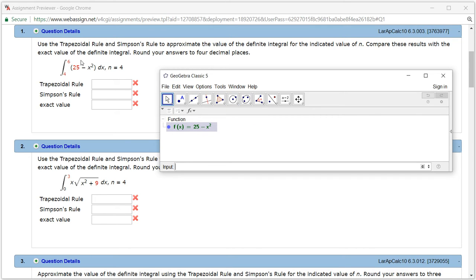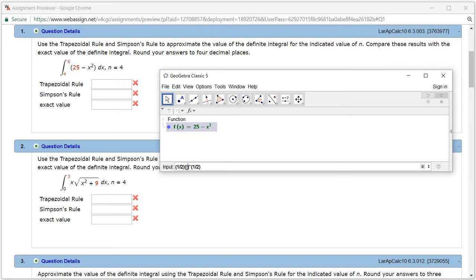Then we need to find delta x first. We have 4 to 6, so the interval has length 2, divided by 4, so it's 0.5. For the trapezoid rule, we have a 1/2 in front, and this 1/2 is just delta x, which we just found to be 1/2.